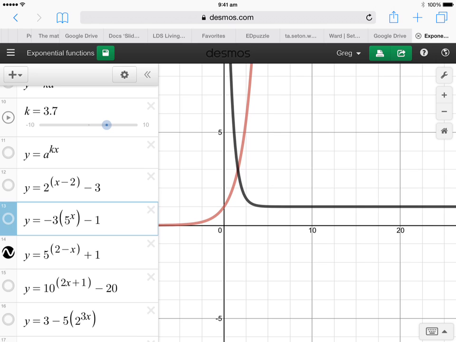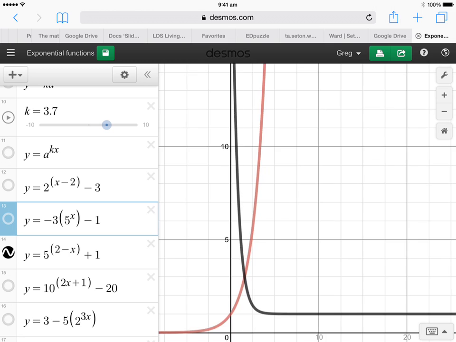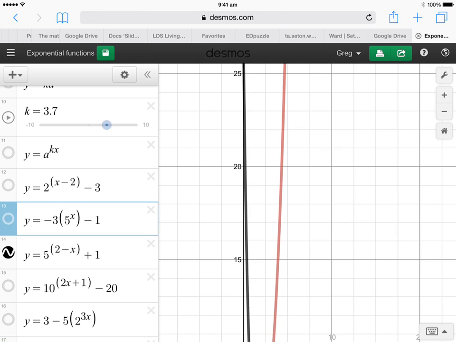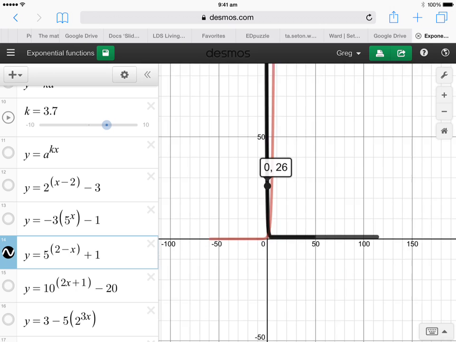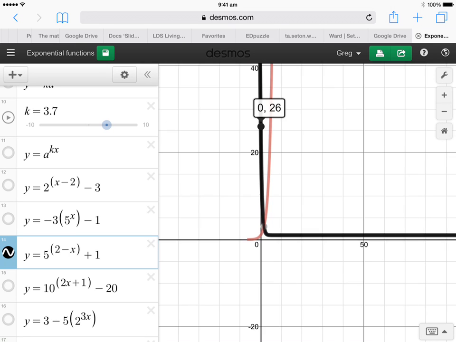Again, putting x equals 0 in here gives me 5 squared, 25, plus 1, 26. So the y-intercept is way up here. It's difficult to see with this really big line, but the y-intercept is up here at 0 and 26. Okay, and that's what the graph looks like.